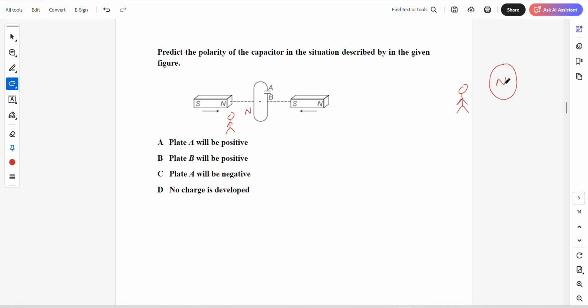Anti-clockwise direction, how will it be? Okay, if I stand here and try to observe this one, this anti-clockwise direction, how will it be? Because the north pole is getting closer to this conducting loop. I'm standing here, I'm the observer here, and if I see from here, it is anti-clockwise direction. Understood?